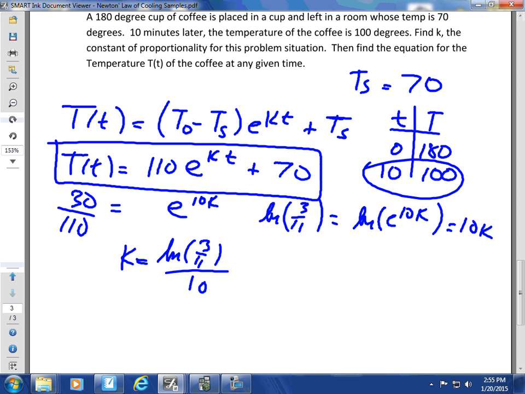0, 180 is there. 10 minutes later, it's supposed to be at 100. What are the y coordinates on this line going to be close to? 70. You let the cup sit there, and it's going to approach room temperature, and then it's going to stay there.